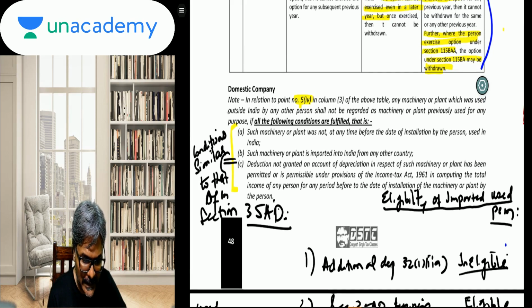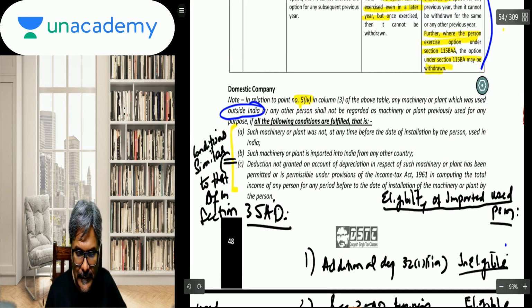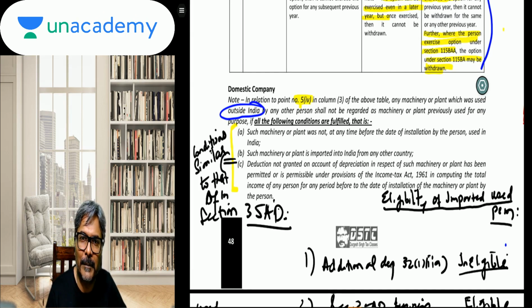So please underline this one, outside India. So shall not be regarded. So it implies that similar to 35AD. Can you see this one? A, B and C. So I have written here also condition similar to that of section 35AD.